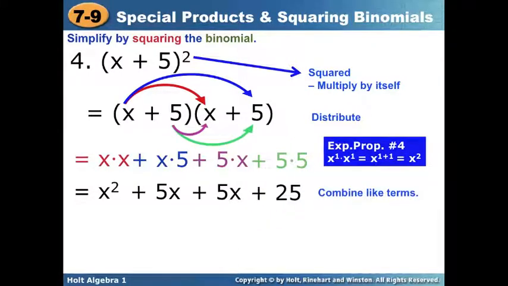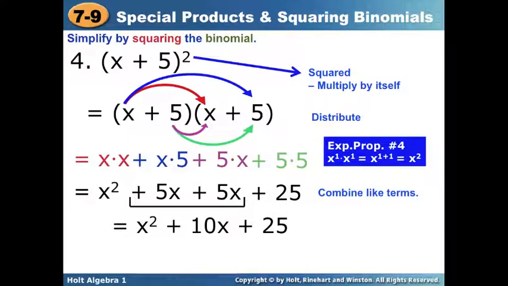Remember, you are not required to write down what comes in color. You may go ahead and write the product of each of the 4 terms. We'll now need to combine the like terms. 5x plus 5x gives us 10x. So our final answer is x squared plus 10x plus 25. Notice the middle terms did not cancel.